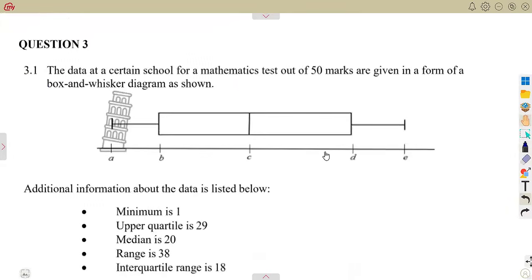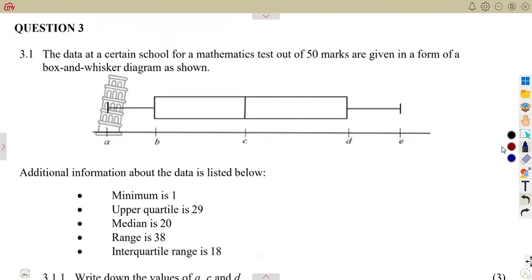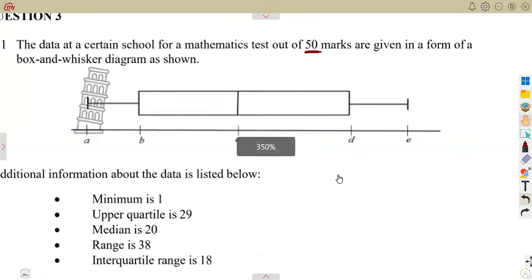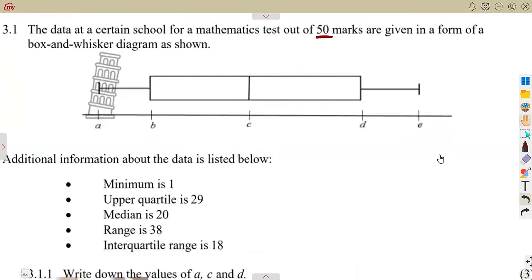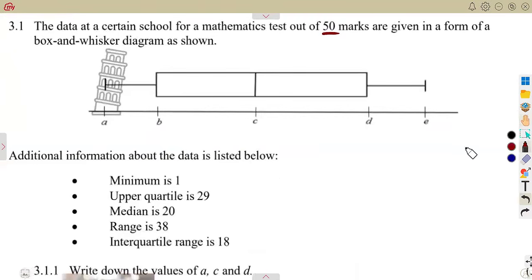Considering question number 3 on statistics, we are given the data at a certain school for a mathematics test out of 50. So the test was out of 50. The data is given in the form of a box and whisker diagram as shown. Additional information about the data is given below.